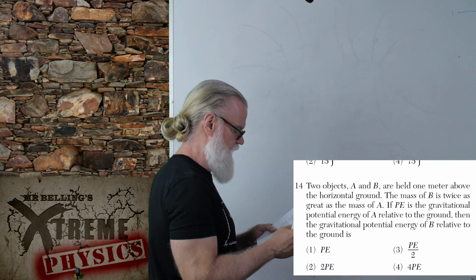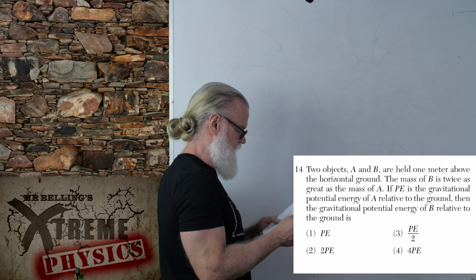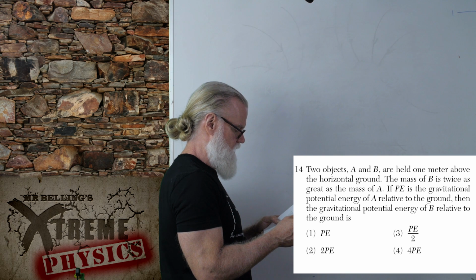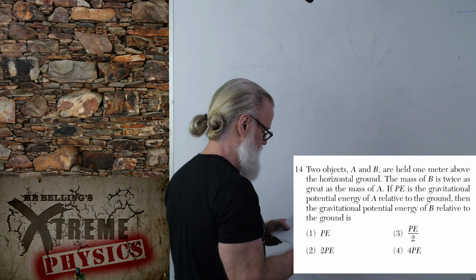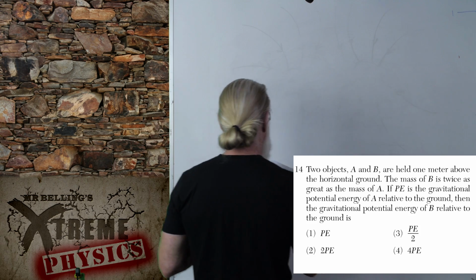Two objects, A and B, are held 1 meter above the horizontal ground. The mass of B is twice the mass of A. All right. Here we go.